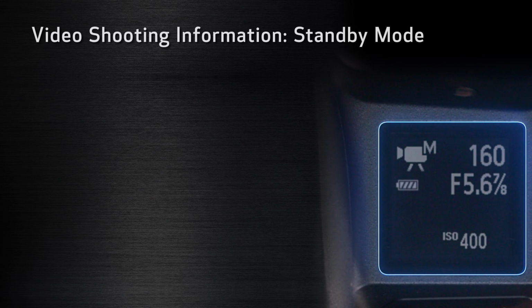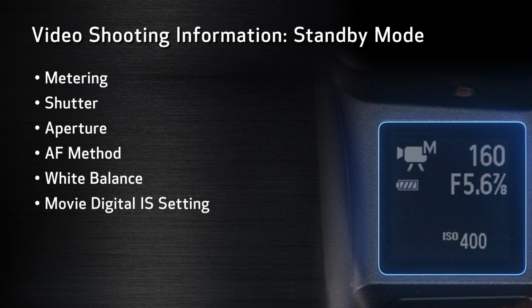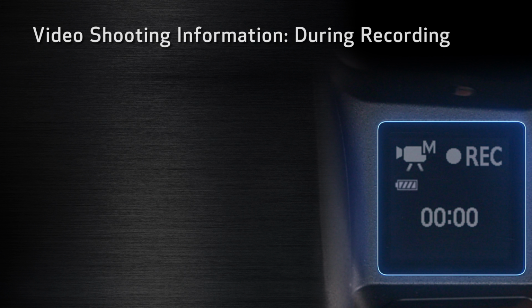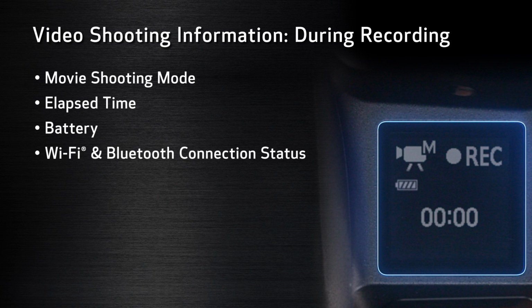Video shooting information is displayed in standby mode, indicating metering, shutter, aperture, AF method, white balance, movie digital IS setting, possible recording time, and resolution. During recording, it indicates movie shooting mode, elapsed time, battery, Wi-Fi, and Bluetooth connection status.